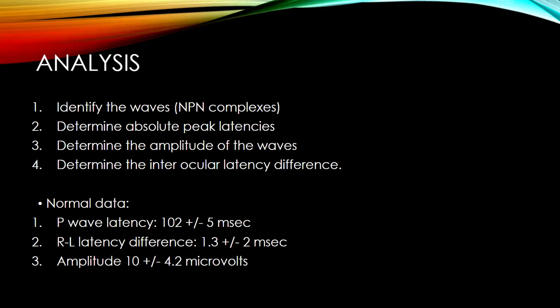And the right-left latency difference is around 1.3 plus or minus 2 milliseconds. That is the right eye latency versus the left eye latency, which might differ by around 0.7 to around 3.3. So if the P wave of the right eye is somewhere around 102 milliseconds, the P wave latency of the left eye might be somewhere around 101.6 to 105 milliseconds. So that is the standard difference between the two eyes.